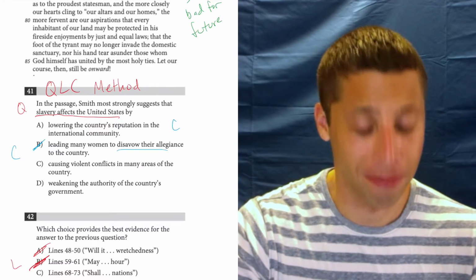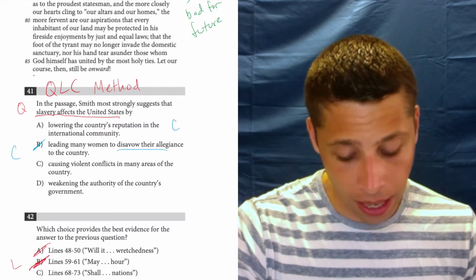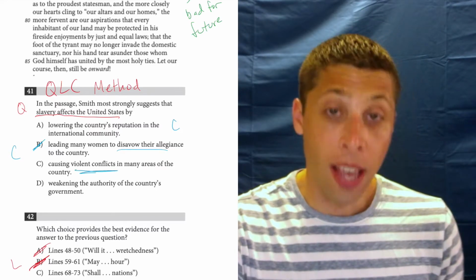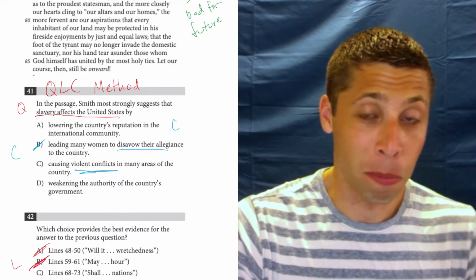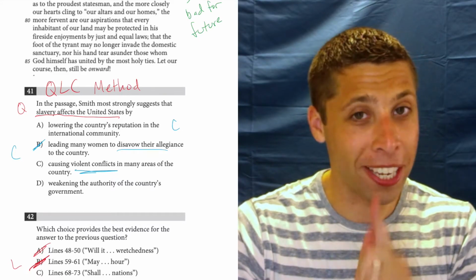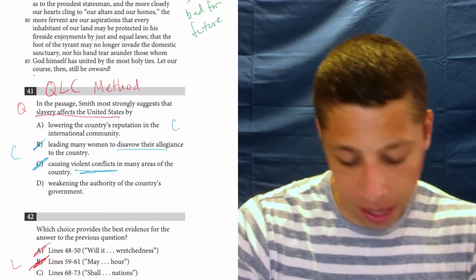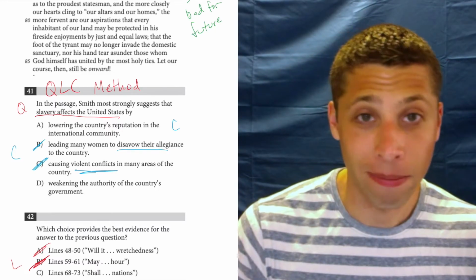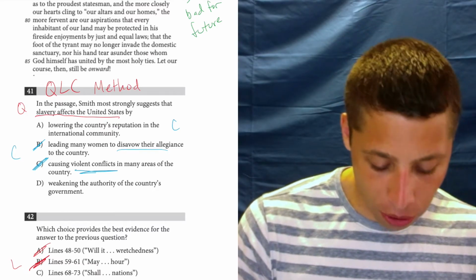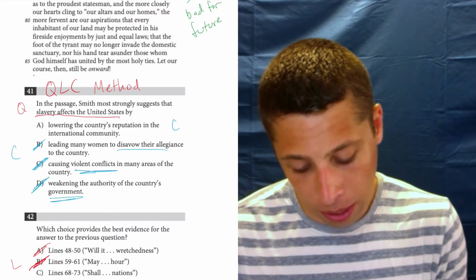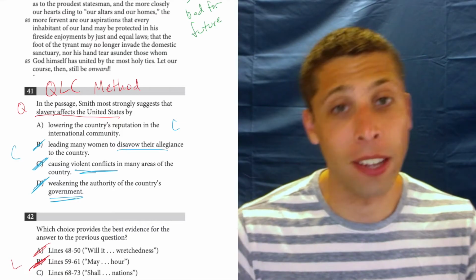C, causing violent conflicts in many areas of the country. Well, that happened, but it's not in these lines. So we cannot answer based on our own knowledge of history. We have to answer based on the lines. That's just not there. D, weakening the authority of the country's government. Well, no, that probably also happened, but yeah, they don't talk about the government.